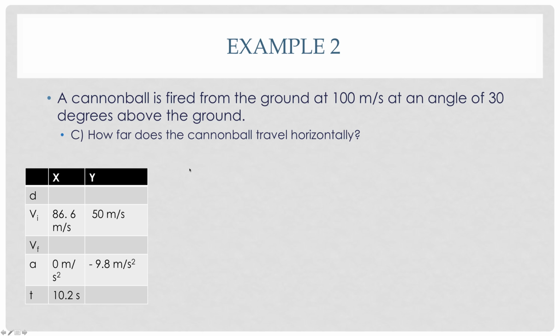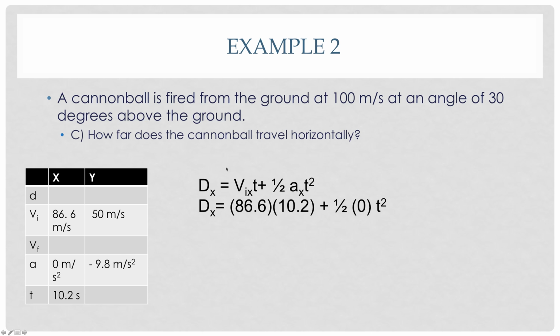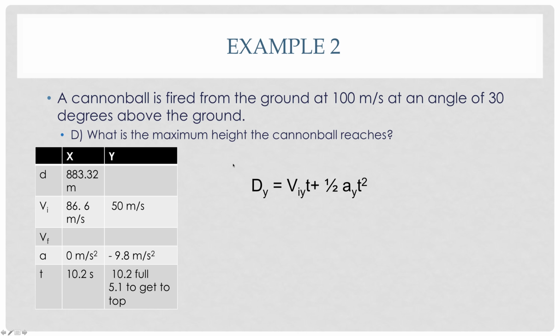So now we want to know how far the cannonball is going to travel horizontally. So we're going to use our distance formula. You plug in what you know, which this one's easy. You just multiply two numbers. You get 883.32 meters.